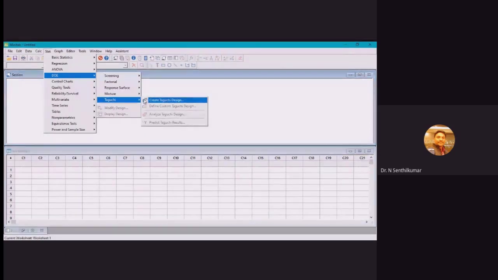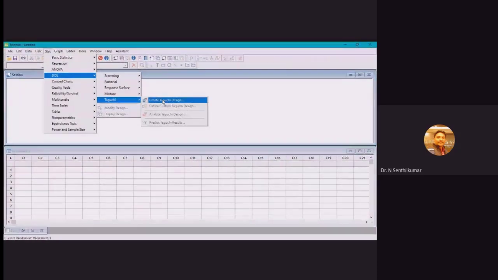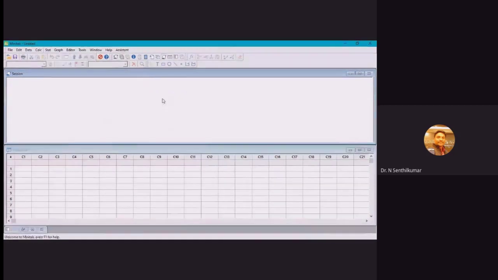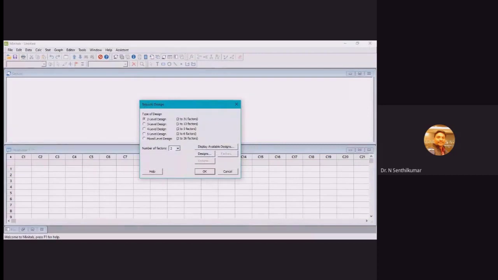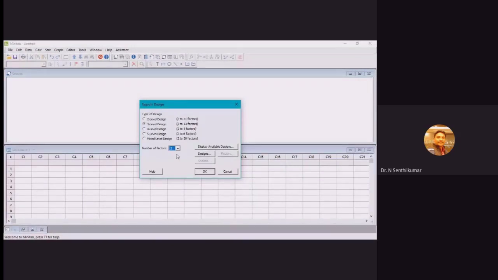First you can see only one option is highlighted, whereas the others are hidden. Define, custom, analyze, everything is hidden. So first I have to do only Create; directly I cannot go and define and analyze. In Create, it asks for a 2-level design, 3-level design, or whatever it is. I am going to select 3-level design. Then it asks for the number of factors. Now I will give 3, for a simple example, then click the Display Available Designs button.